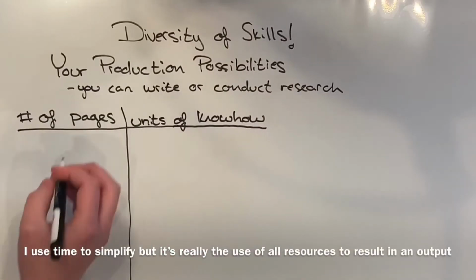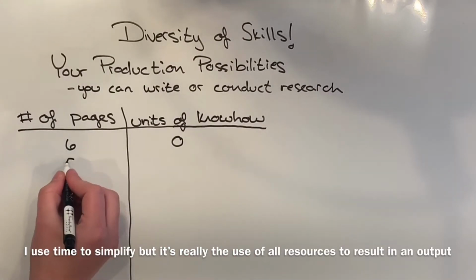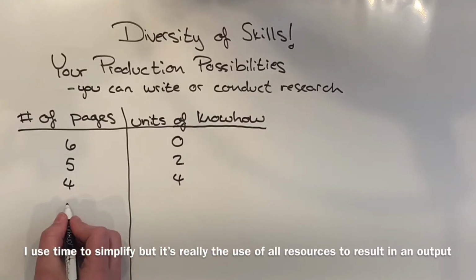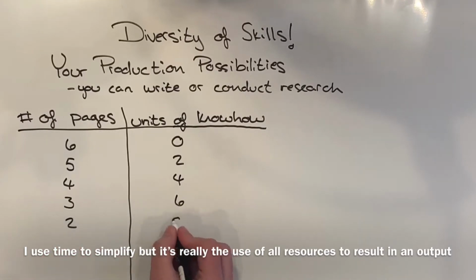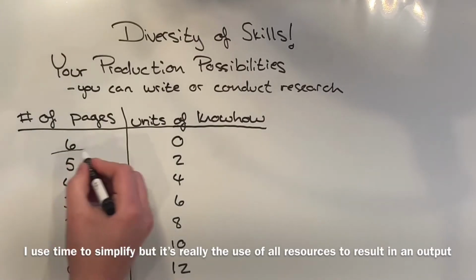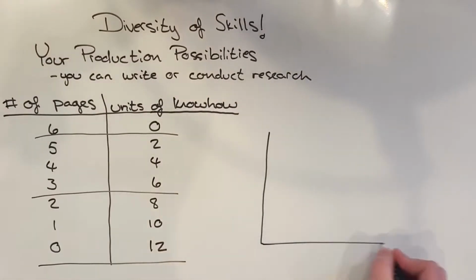Now, in this case, you can spend all your time writing and manage 6 pages of output of your story, but 0 units of know-how. Another possibility is to spend half your time writing and half your time researching, so you get 3 pages of output for your story and 6 units of know-how. If you don't want to pick up a pen for the day, yet another possibility is 0 pages of output for your story and 12 units of know-how.